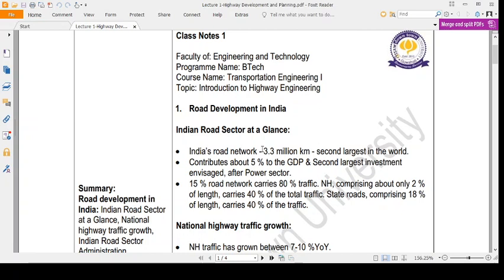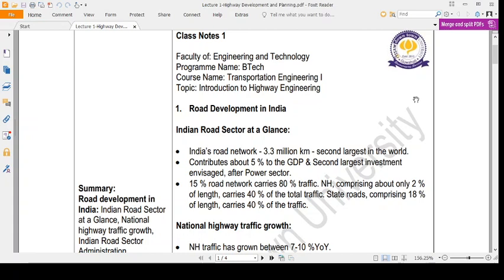Now if we consider the Indian road sector, as per their hierarchy it is basically divided into three parts. The first is national highways, then state highways, then village roads, other district roads, etc. First and foremost important are national highways and state highways. A 15% road network carries 80% of traffic. National highways comprise only about 2% of the road length and carry 40% of the total traffic, and state roads comprising 18% of length carry 40% of the total traffic.